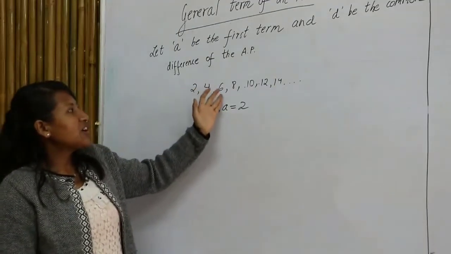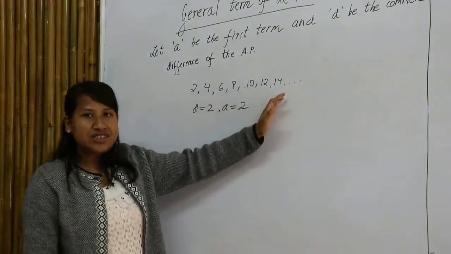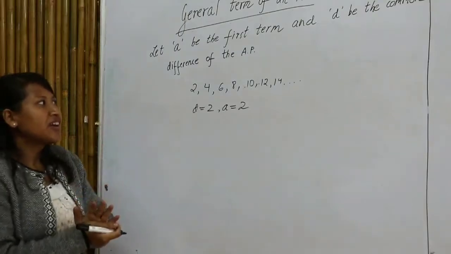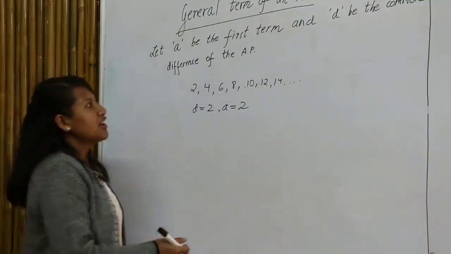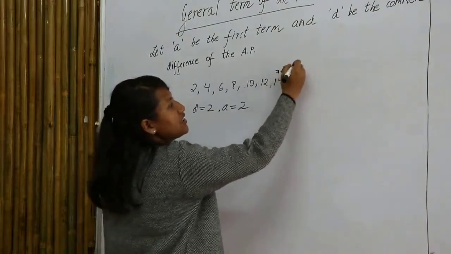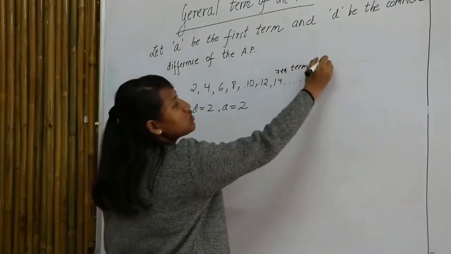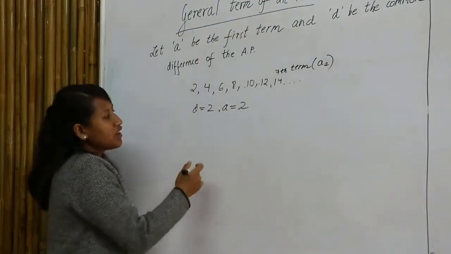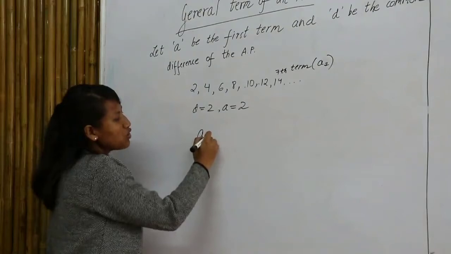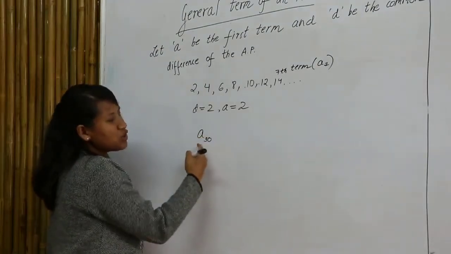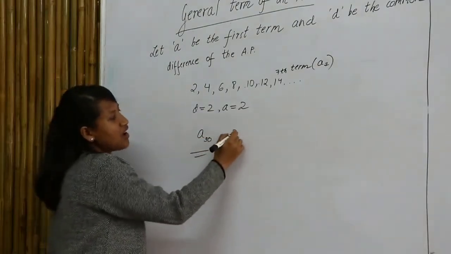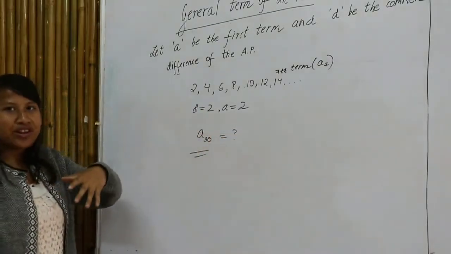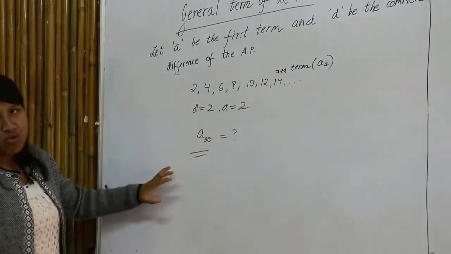Now, first, second, third, fourth, fifth, sixth, seventh. This is the seventh term, denoted by A7. Now, suppose I want to find the 30th term. How can I find it? You cannot simply keep adding 2. So they have provided a formula for this.